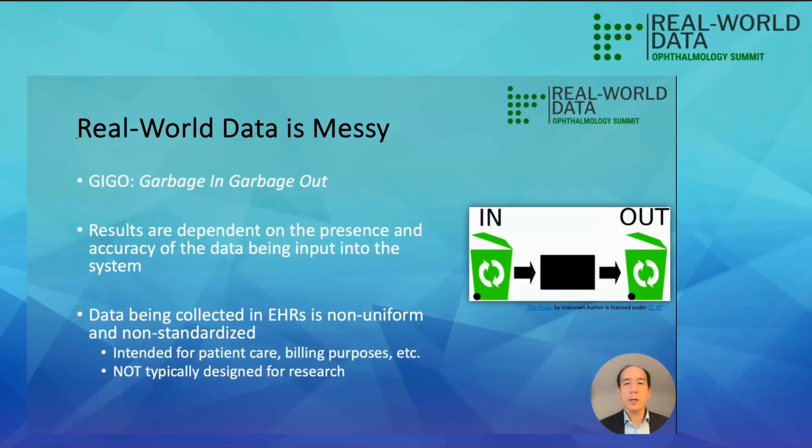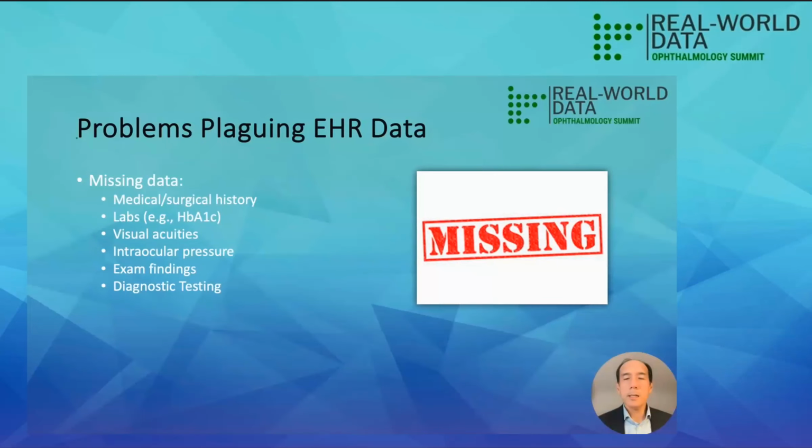Keep in mind that the data we are trying to use for research is primarily intended for patient care and even for the purposes of billing. Thinking about some of the problems plaguing EHR data, it's easy to start off by realizing that there is a lot of missing data. It's surprising how often basic stuff such as visual acuity, IOP, and specific exam findings are missing. On top of that, medication lists may be incomplete, the medical or surgical history may also have holes, and labs are frequently not recorded, perhaps because sometimes we're relying on self-reporting and patients just don't know or remember. A big issue for many of the studies we do is the diagnostic testing, such as OCT, is not incorporated into the EHR in a meaningful way.